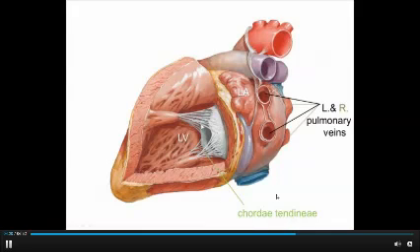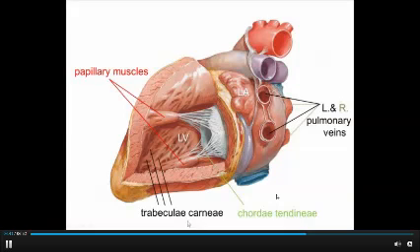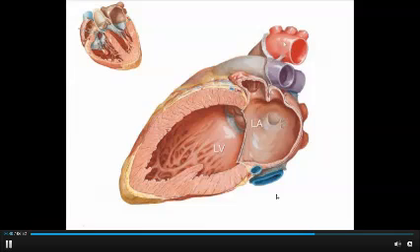Look at them. They really look like strings attached to papillary muscles. Two papillary muscles on the left side. Okay? And trabeculae carneae are seen very well. Do you see those trabeculations all over? So that's trabeculae carneae. Same view, except we open the atrium as well.